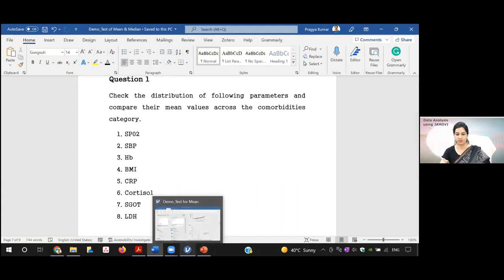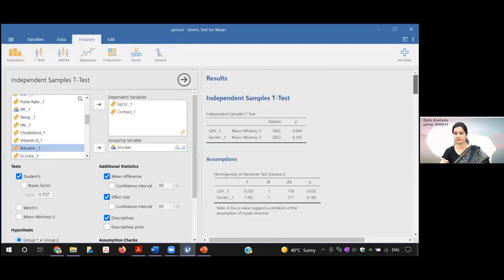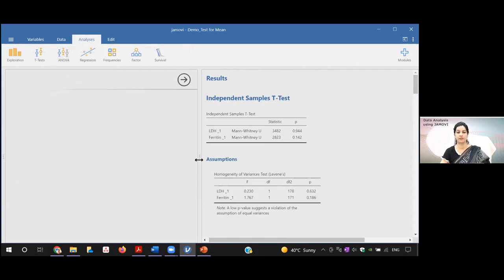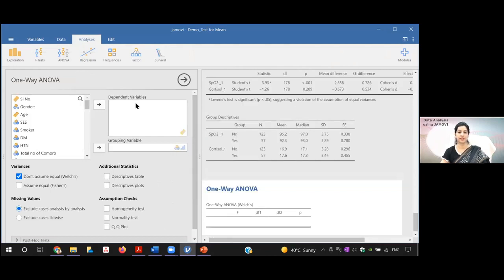So I'll go to this data sheet. And then maybe I'll go to ANOVA and click on this one-way ANOVA. There are many other options, but we are clicking only one-way ANOVA. If you click this, there will be dependent variable and there will be an option of grouping variable. So in the dependent variable, what we have to move, there are many. First, the grouping variable. In the grouping variable, I have to move this one, total number of comorbidity, transform to, I think this is the data.